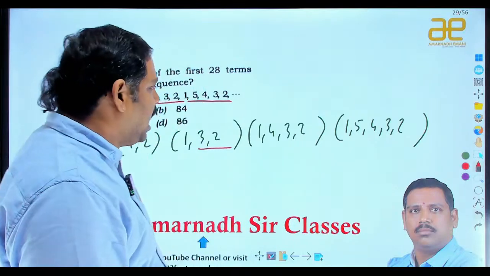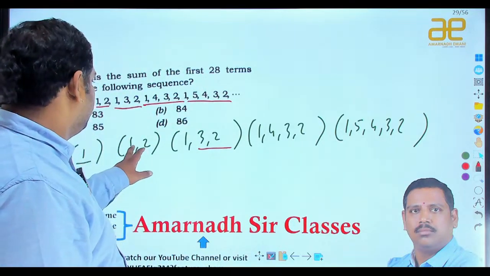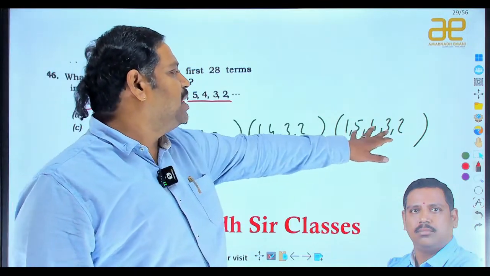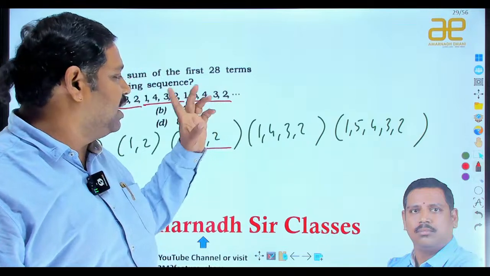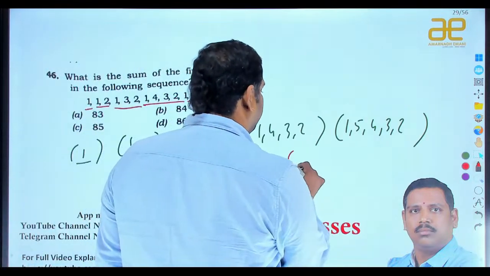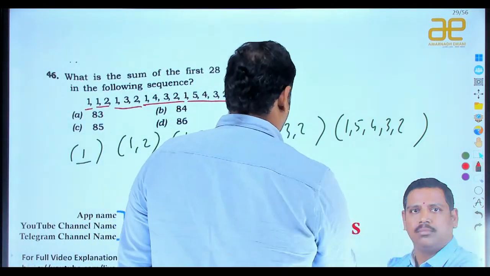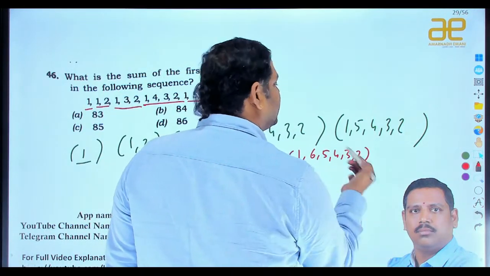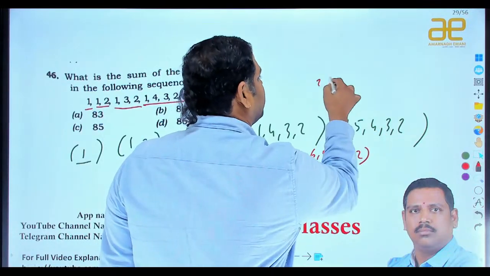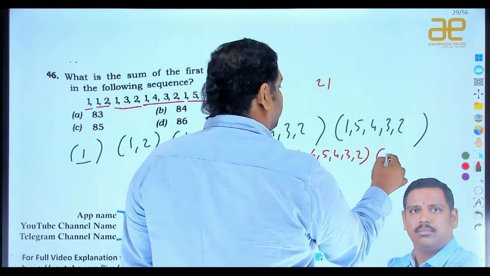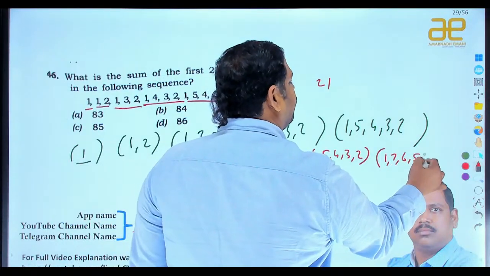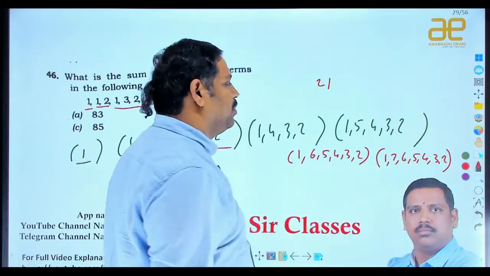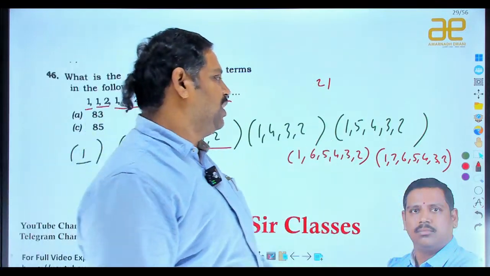Now verify. How many terms have you written? 1 plus 2, 3. 3 plus 3, 6. 6 plus 4, 10. 10 plus 5 is 15. Total how many do we need? 28. So for the next one I have to take 1, 6, 5, 4, 3, 2, right? 6 numbers. 15 plus 6 is 21 numbers already. 28 means now 7 numbers: 1, 7, 6, 5, 4, 3, 2. So these are 7 numbers. Total 21 plus 7 means 28 numbers. Superb.